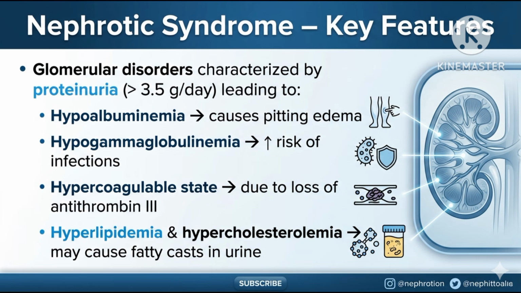Loss of immunoglobulins will increase the risk of infections. There is also loss of antithrombin 3 in the urine, and therefore patients with nephrotic syndrome have increased risk of DVT, renal vein thrombosis, and varicocele.